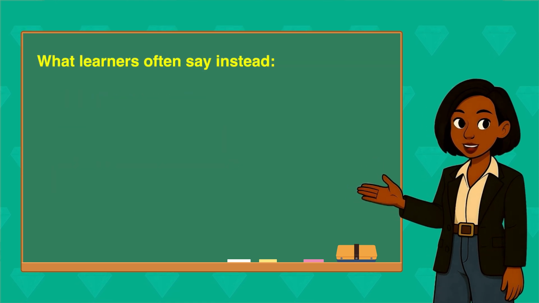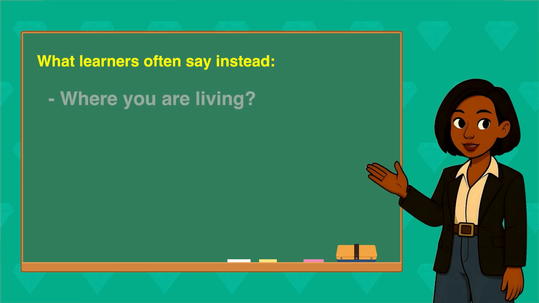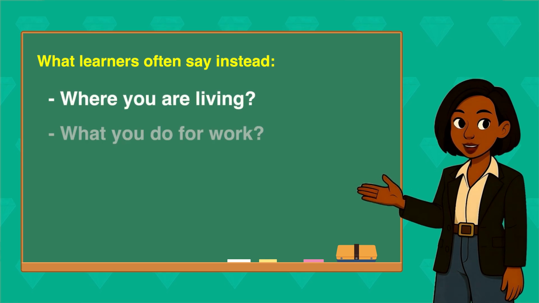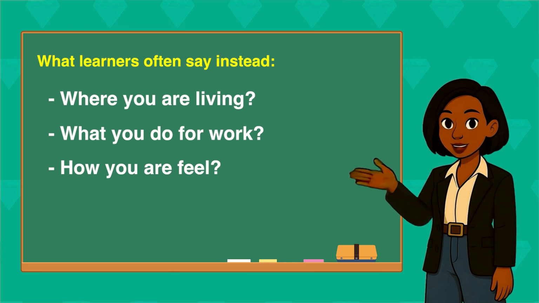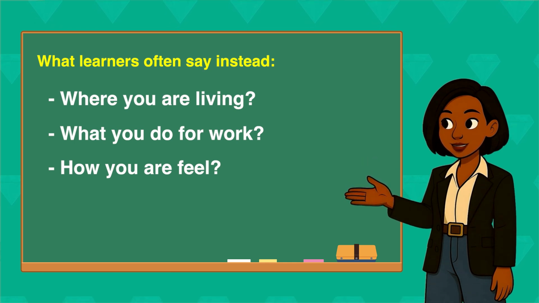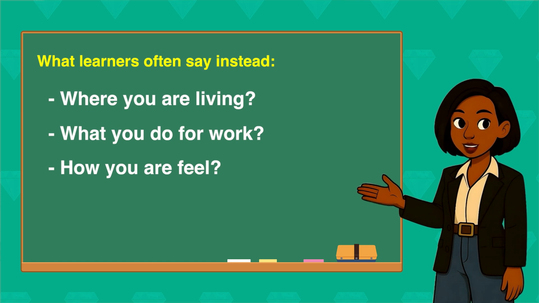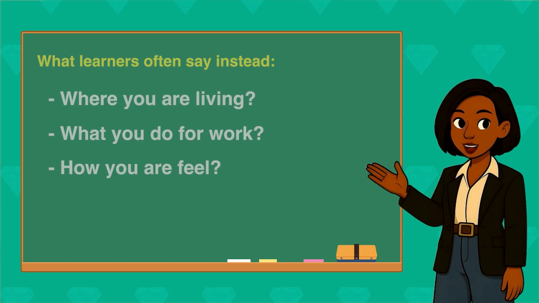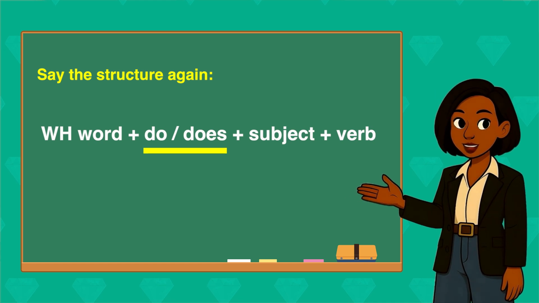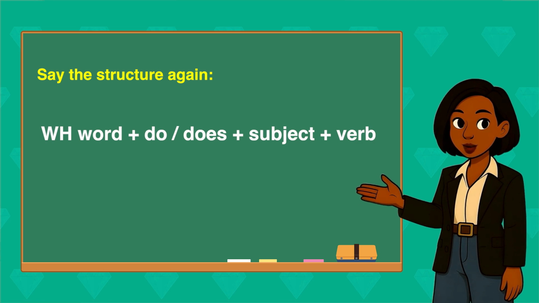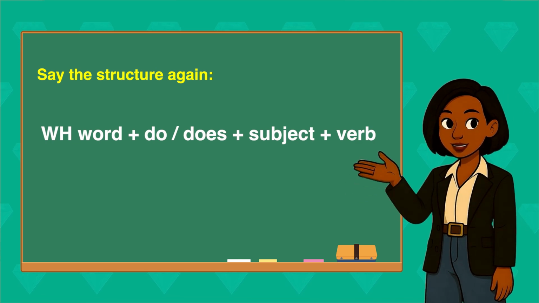Now, let's look at what learners often say instead. Where you are living, what you do for work, how you are feel. People usually understand you, but something feels off. That's because the verb order is incorrect. The fix is not adding more words. The fix is changing the order. Say the structure again. WH word plus do or does plus the subject plus the verb. Once you learn this pattern, you stop guessing.